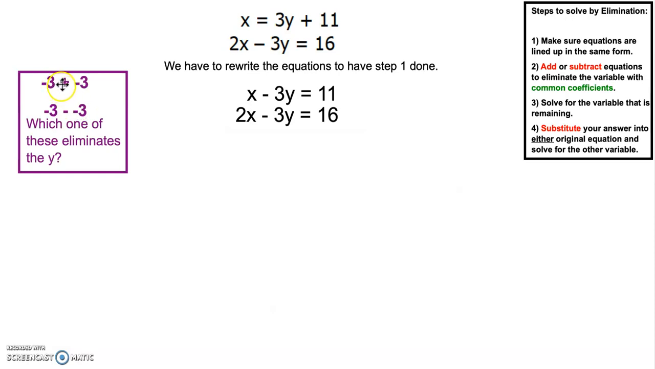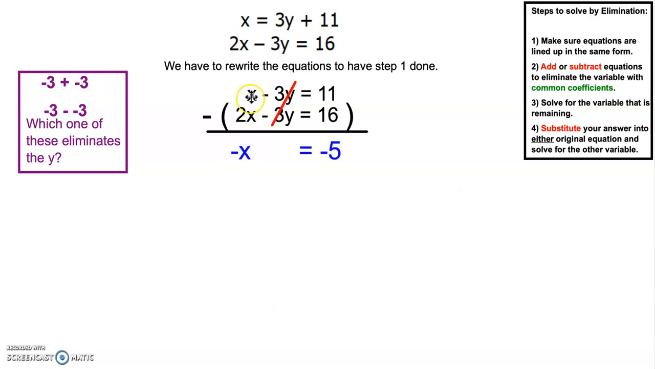So we have -3 plus a -3 or -3 minus a -3. Which one of these eliminates the variable? Well, we know that it's going to be subtraction that eliminates the variable. This is the expression that gives us 0. Our goal is to make that go away. -3 plus a -3 would have given us a -6, and that's not what we wanted.